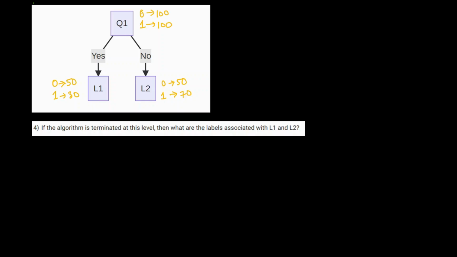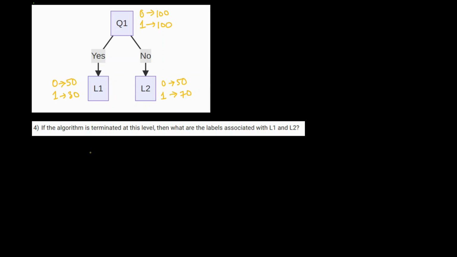Alright, so here we have a question corresponding to decision tree, and from the given table in the question, we can infer that at node Q1, which is a question node, there are 100 data points corresponding to label 0 and 100 corresponding to label 1. Similarly, for the node L1, we have 50 corresponding to 0 and 30 corresponding to 1. And for L2, we have 50 corresponding to 0 and 70 corresponding to 1. Now the question says, if the algorithm is terminated at this level, then what are the labels associated with L1 and L2?